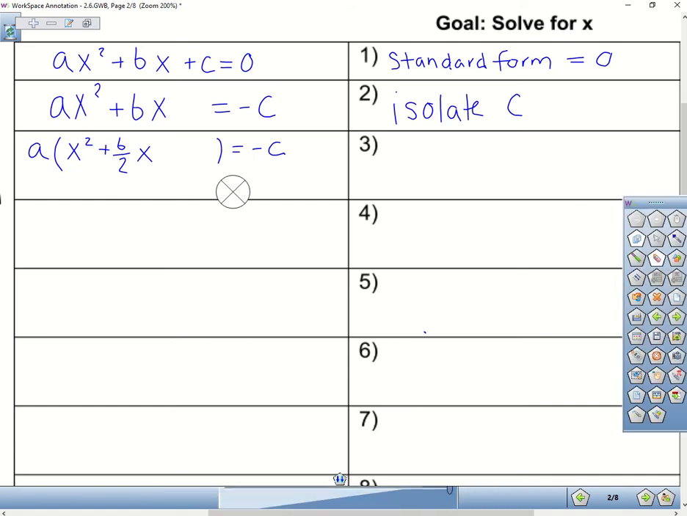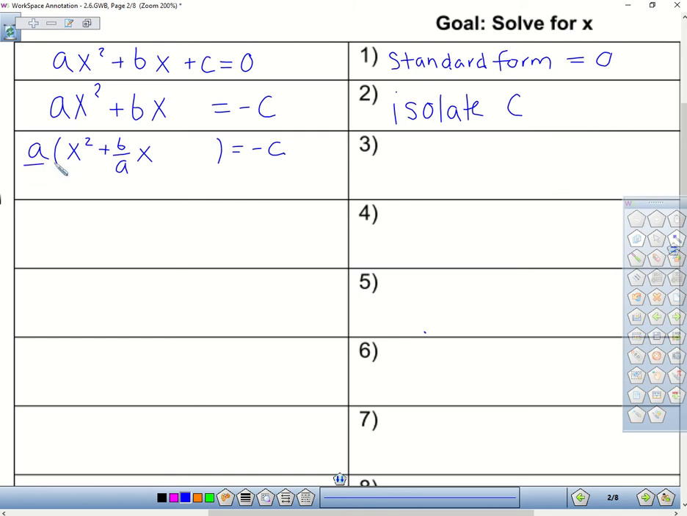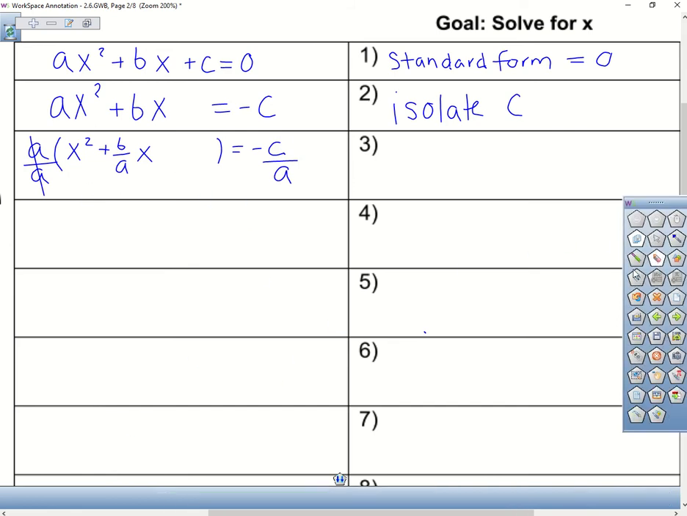Oh, I meant to write a. Why did I write a 2 there? Sorry. Then we're going to try to get this a out of the way over here, so we divide both sides by a. That cancels out my a over here, and I'm just left with this. Because I'm not using the parentheses to hold anything anymore, we can just erase them, and we're just left with this.